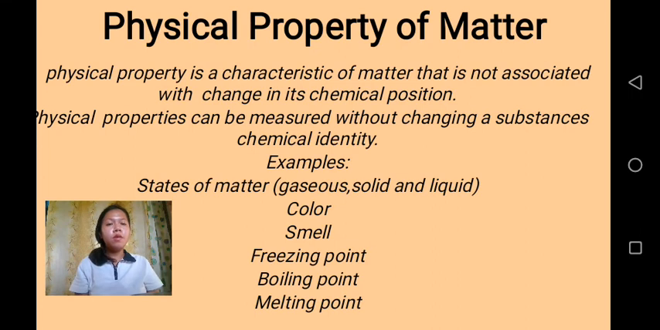So, physical properties of matter. A physical property is a characteristic of matter that is not associated with change in its chemical composition. So, physical properties can be measured without changing a substance's chemical identity. Then, states of matter: the gaseous, the solid, and liquid. Examples are color, smell, freezing point, boiling point, and melting point.